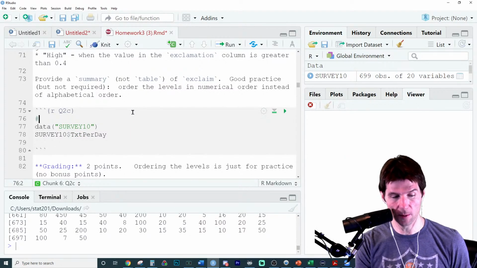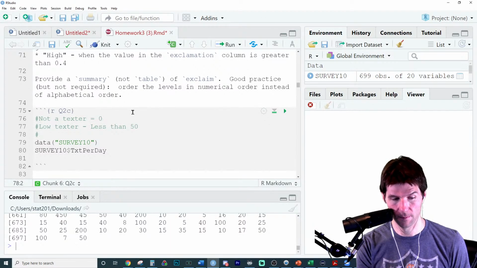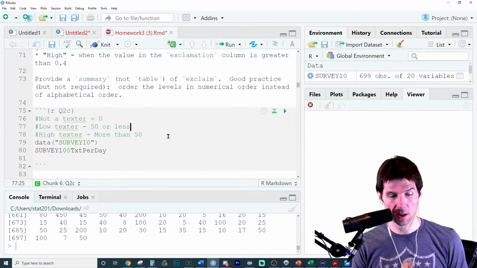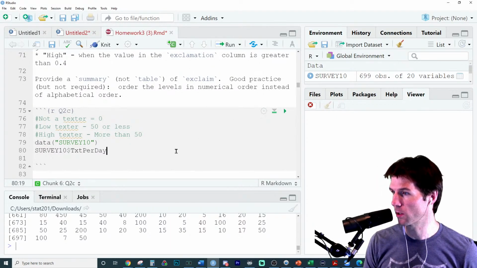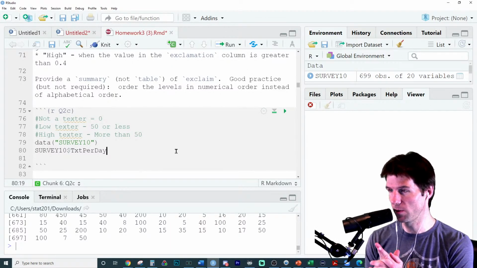I'm going to describe someone as not a texter if it is 0. Low texter, less than 50. And high texter, sure, more than 50. Okay, 50 or less. Similar question. Once again, I don't do the exact question all the time. So watch out. Either I do something like it or I do a little bit different. You never know. So read your questions.